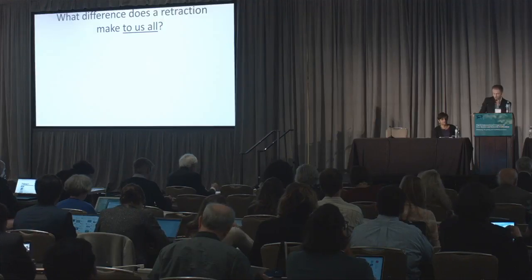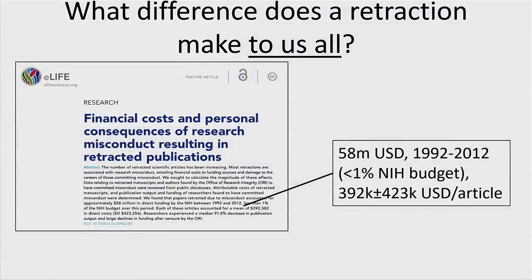A notable exception that I thought was worth mentioning is this study from a few years ago, which tried to assess the financial costs entailed by retracting papers. In particular, they looked at NIH-funded studies over a period of 20 years. As you can see, their conclusion was that overall, the total costs were about 58 million, which amounts to less than 1% of NIH's budget, and the average cost per retracted article was rather substantive, almost $400,000, but with a huge standard deviation.